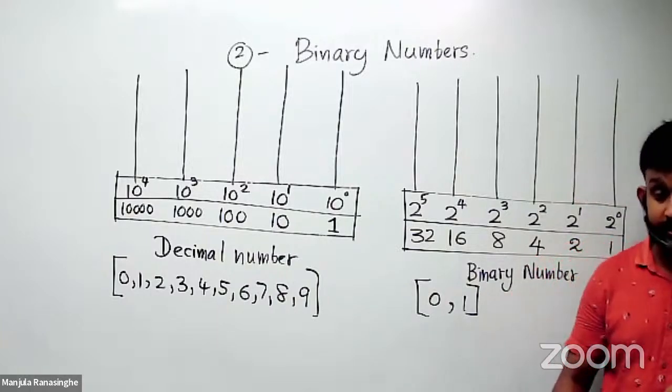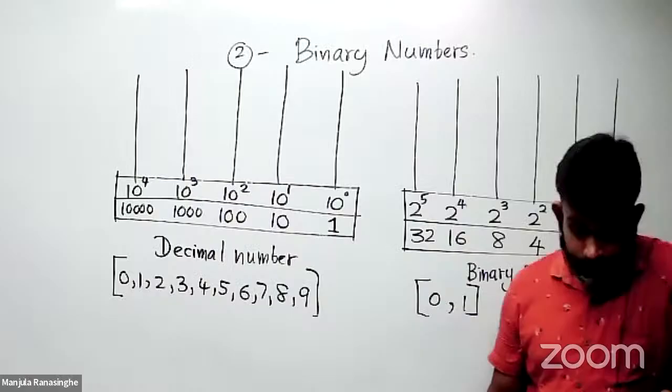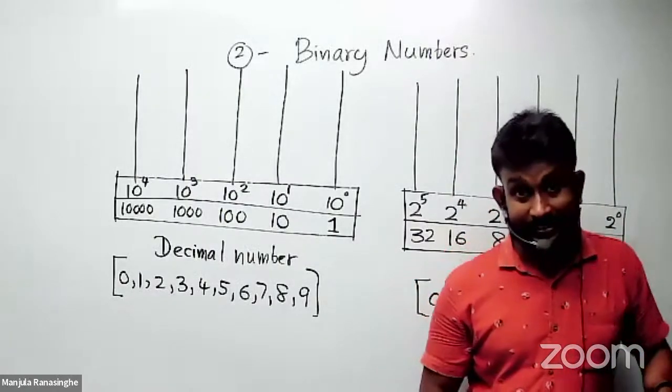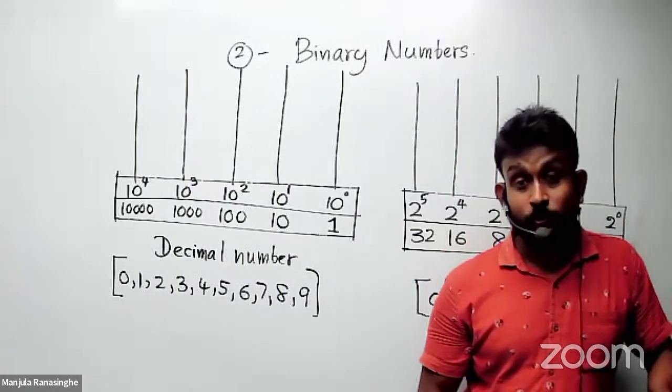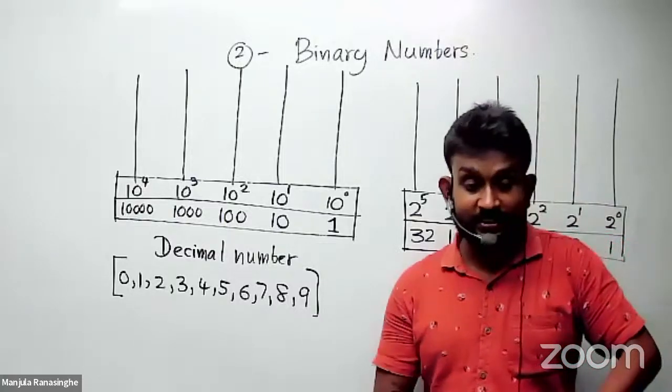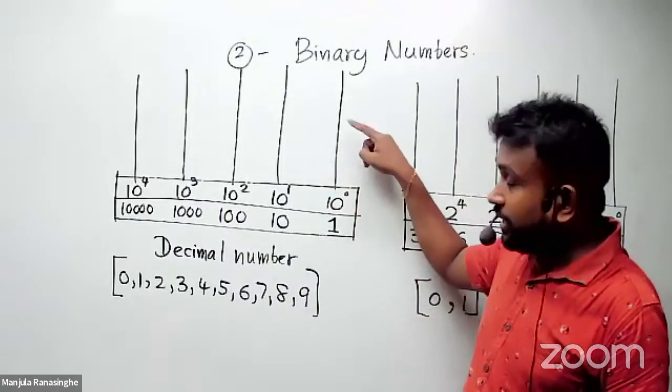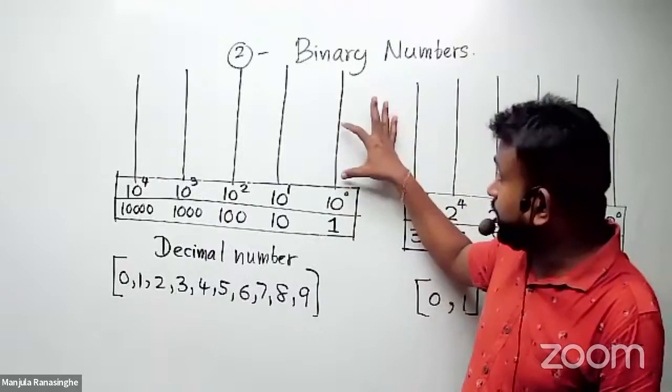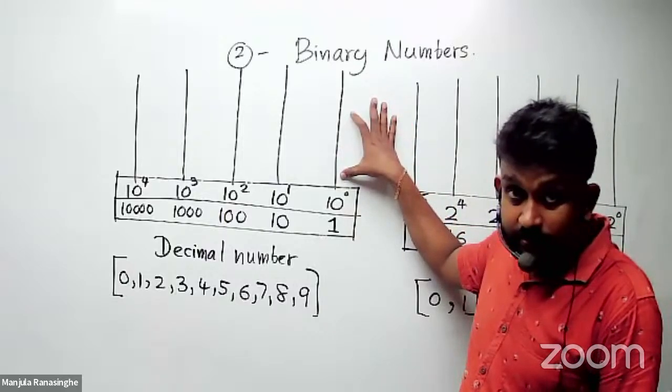Sir, in decimal numbers, the digits are 0 to 9, no? It can't be 10, right? Because the digits we are discussing are 0 to 9, right? In an abacus, you know we cannot represent 10, right? Maximum 9. Okay. Okay, sir. Thank you.